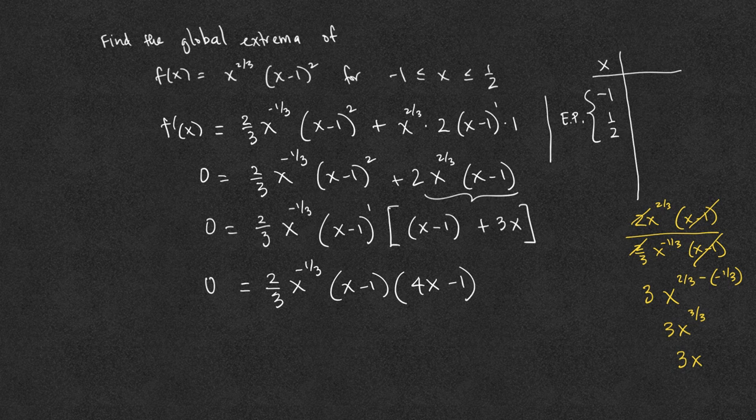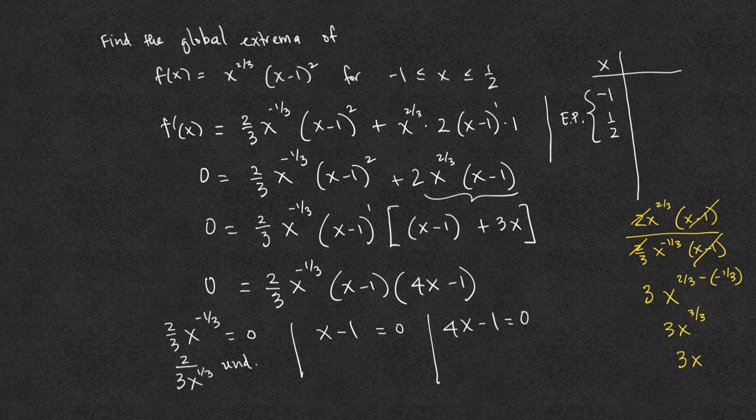There are three factors here, and this is a zero product, so we set each factor equal to 0 and solve for x. 2/3 x to the -1/3 equals 0, x minus 1 equals 0, and 4x minus 1 equals 0. The first factor is 2/3 x to the 1/3 in the denominator. It will never be 0, but it is undefined when x equals 0. x minus 1 equals 0, so x equals 1. 4x minus 1 equals 0, so 4x equals 1, and x equals 1/4.